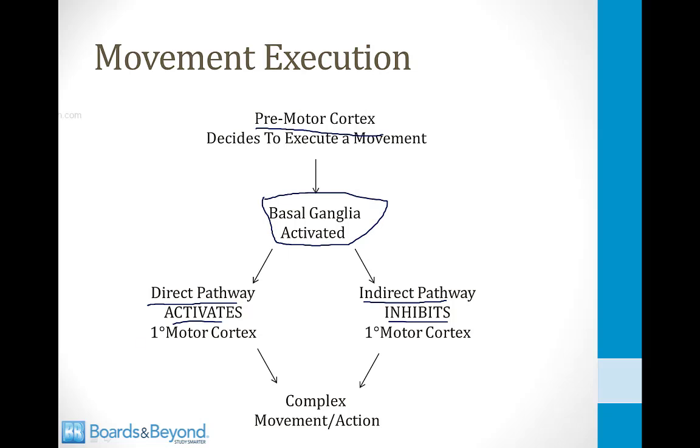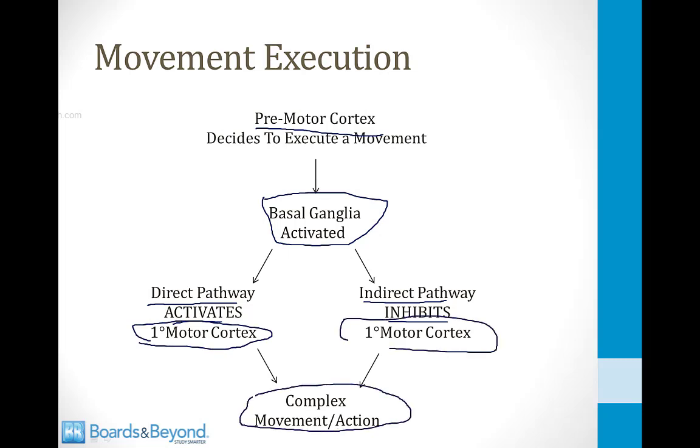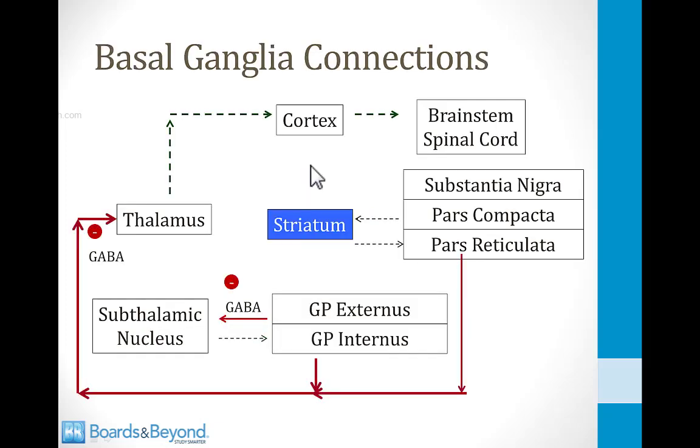And it will send the feedback to the primary motor cortex from both the direct pathway and the indirect, and this combination will generate the complex movement or action, and you will hopefully get the chord to sound right on your guitar. So to understand the direct and indirect pathways, we first have to understand how the elements of the basal ganglia interact.